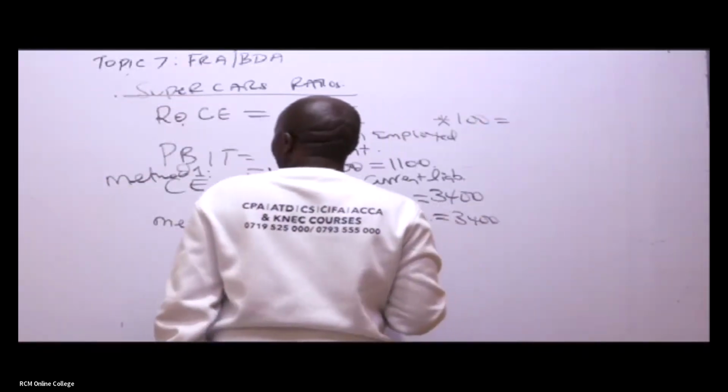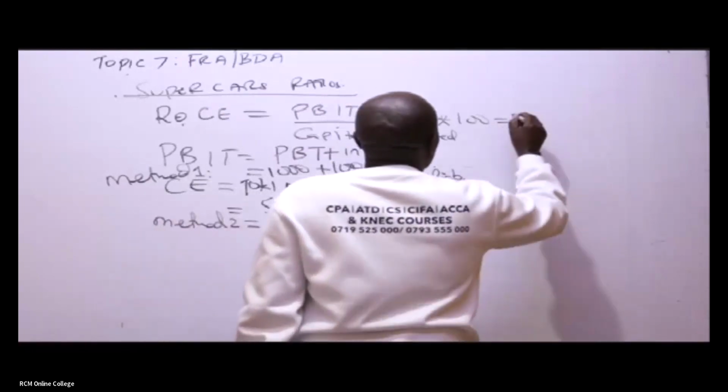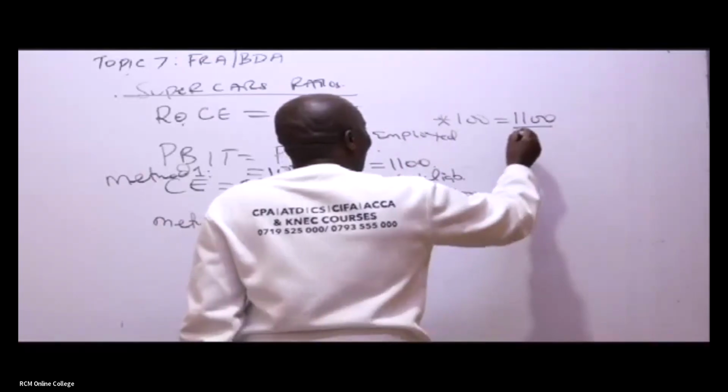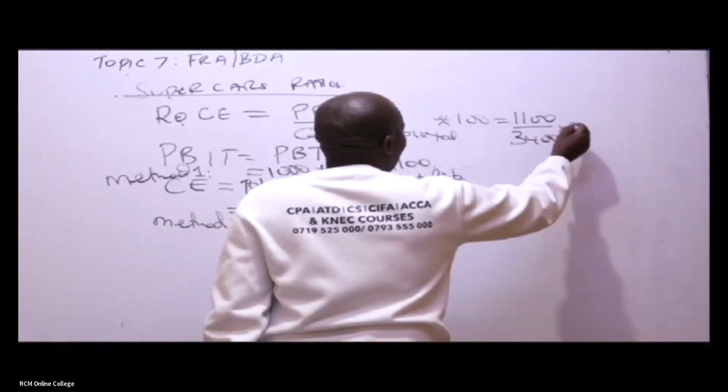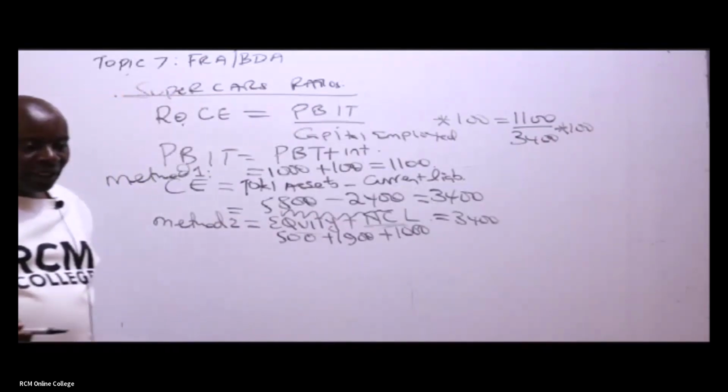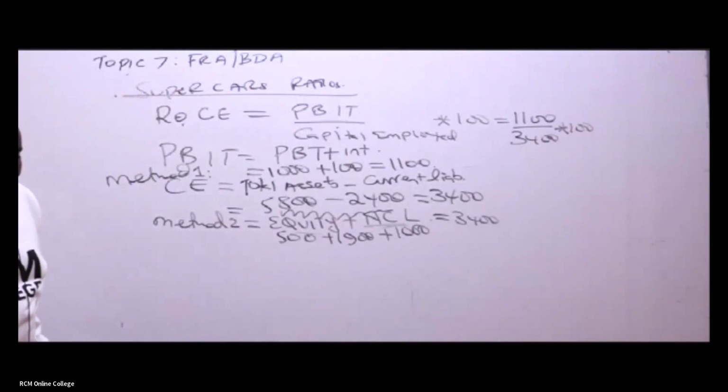So the PBIT is 1,100 all over capital employed, which is 3,400, times 100. That one will end up giving us what percentage? 32.35%.